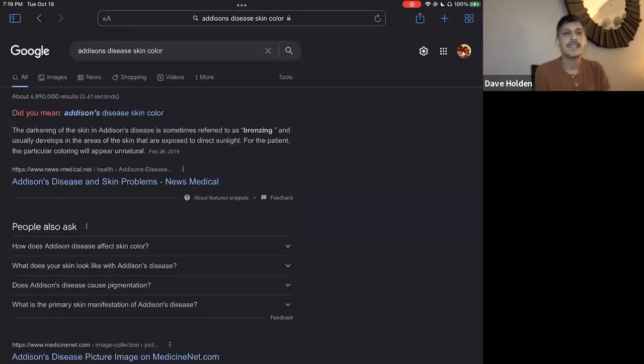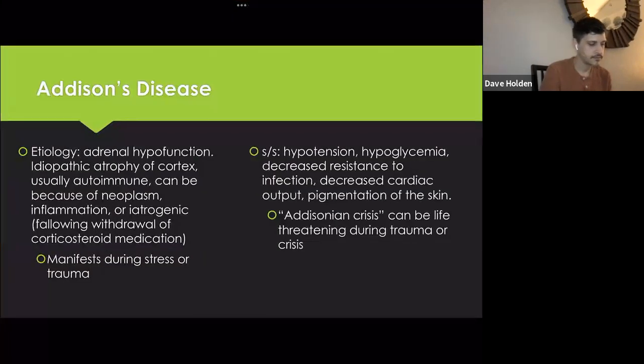So the darkening of the skin in Addison's disease, sometimes referred to as bronzing, usually develops in the areas of the skin that are exposed to direct sunlight. For the patient, the particular coloring will appear unnatural. Hormones, man. They do funny things.